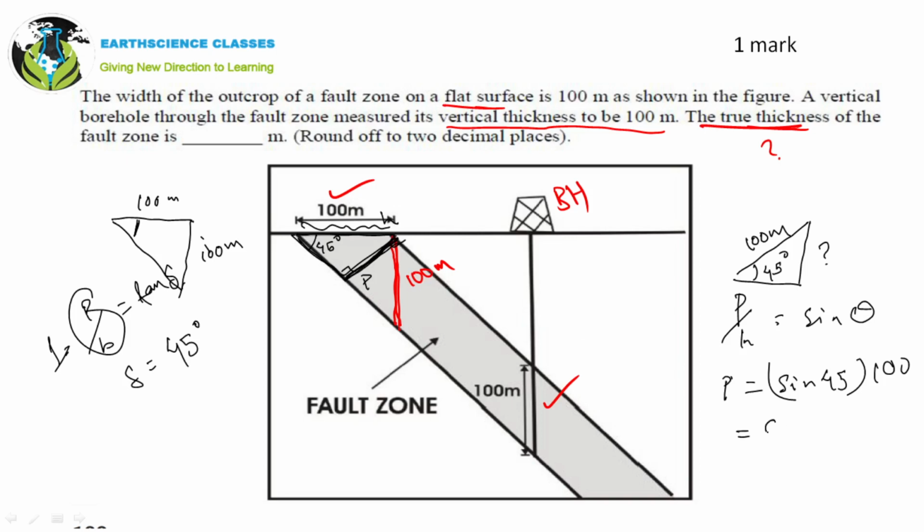So it will be equal to 0.707. How much? Yes, it is asking for two decimal places, right? So let me take sine 45 as 0.7071, into 100, which will be 70.71. 70.71 will be your answer.